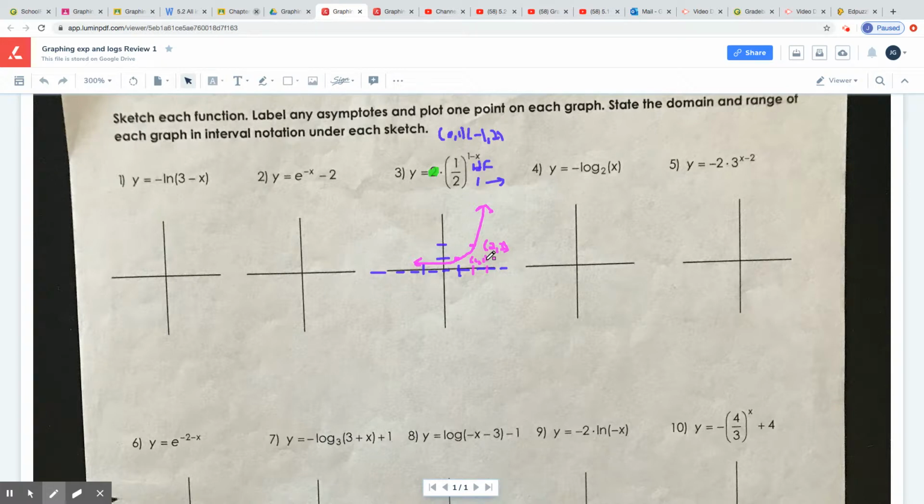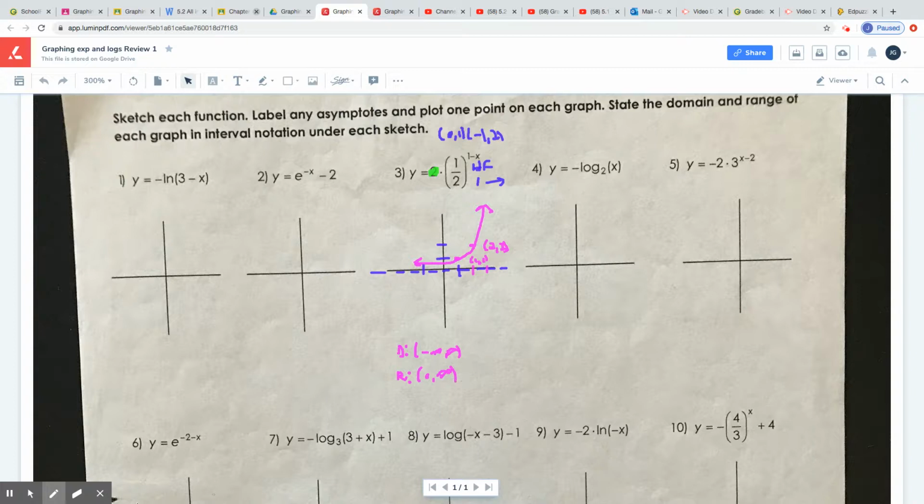All right. Now, since this is an exponential graph, the domain of this is going to be -infinity to infinity. And the range, since it's above, is going to be from the horizontal asymptote, which in this case is 0, to infinity. All right, 0 to infinity.